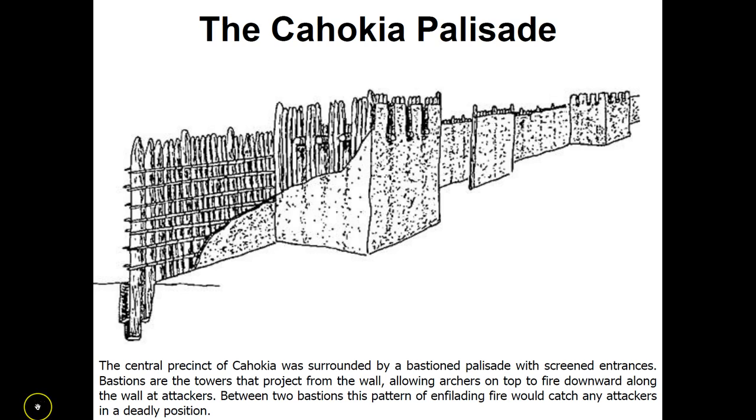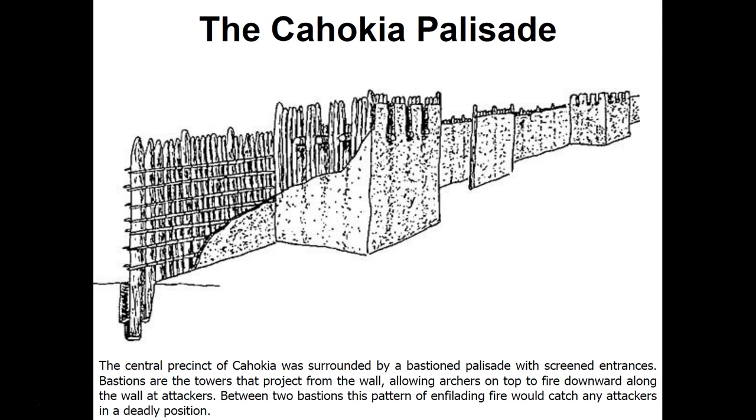In addition to the skeletal evidence of violence, these walls, the palisade walls that surround large Mississippian villages, are pretty obvious evidence of a need for defense, and you would not invest the amount of labor and resources in these features if you did not have a clear concern that your community was possibly going to be attacked.